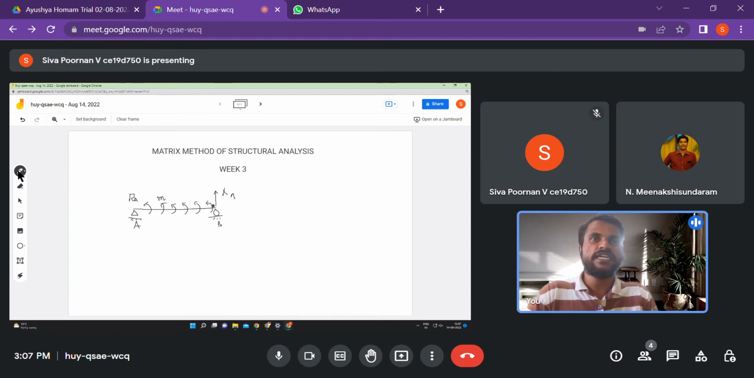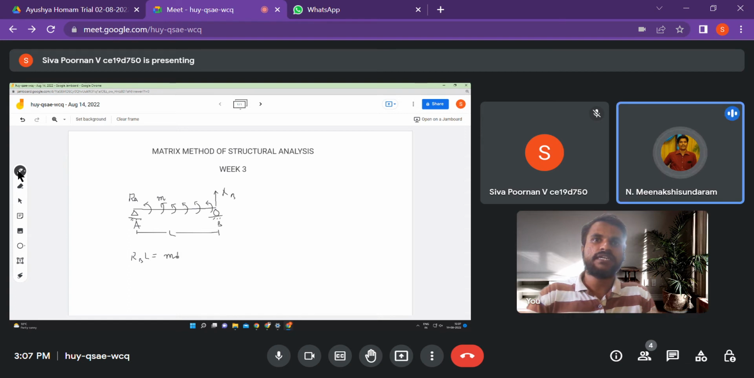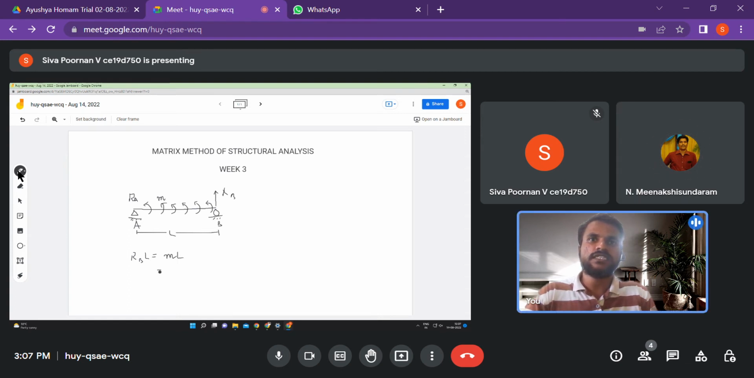So if we take moment about this point, then what do we have? We have RB into, let's say the span is L, right? So we have RB into L is equal to M times L. Yes. So what is RB? RB is equal to M. So what is RA then? RB plus RA should be equal to 0, no? So RA should be minus M, right? So the reaction here will be like this and the reaction here will be like this. Both are equal to M itself.